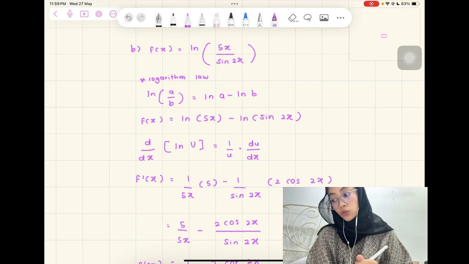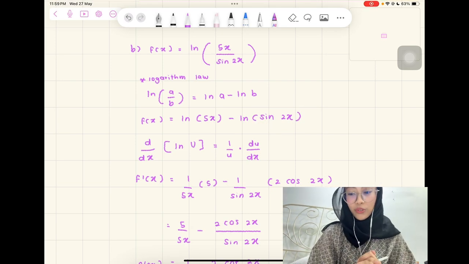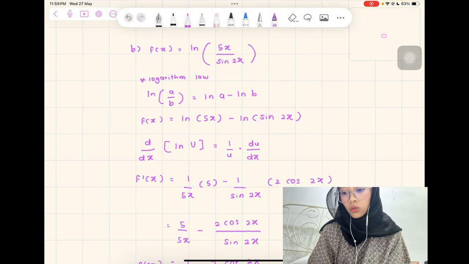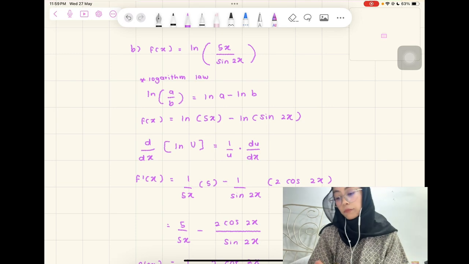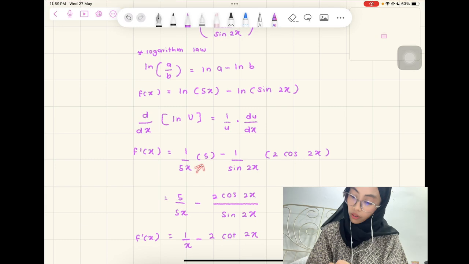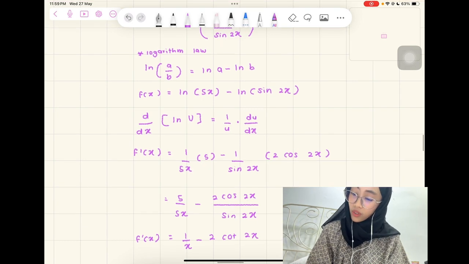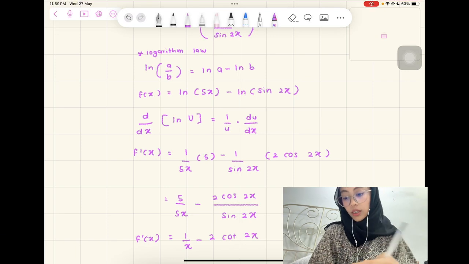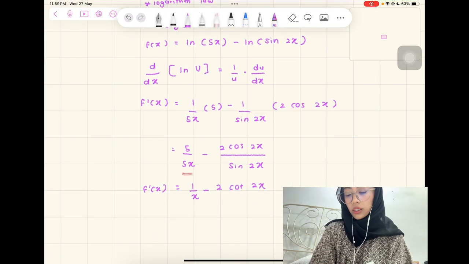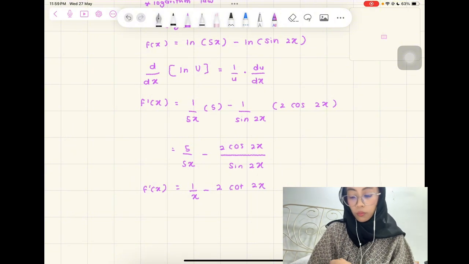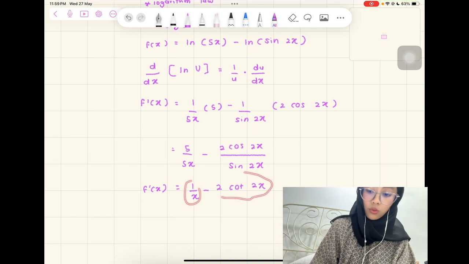So now we are going to differentiate using this formula. Differentiate ln u equals 1 over u times du over dx. So f prime x equals 1 over 5x times 5 minus 1 over sin 2x times 2 cos 2x. So we simplify it, we will get 5 over 5x minus 2 cos 2x over sin 2x. And the answer would be f prime x equals 1 over x minus 2 cot 2x.